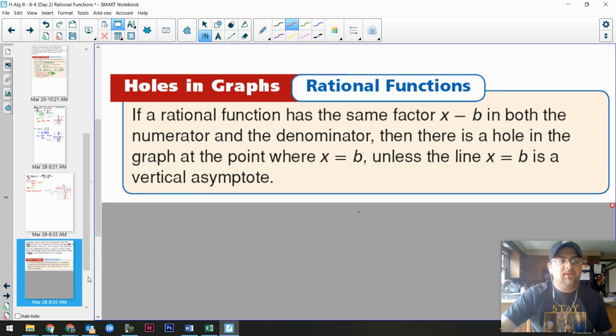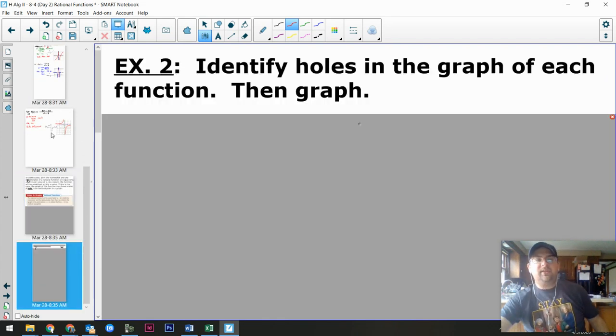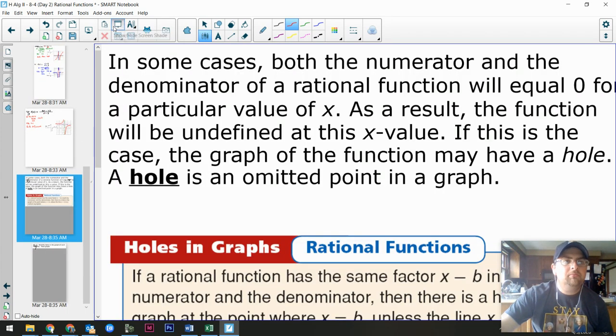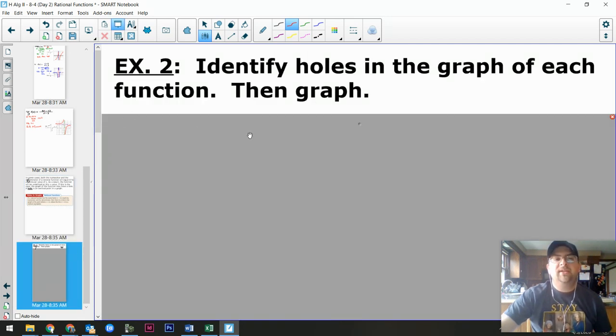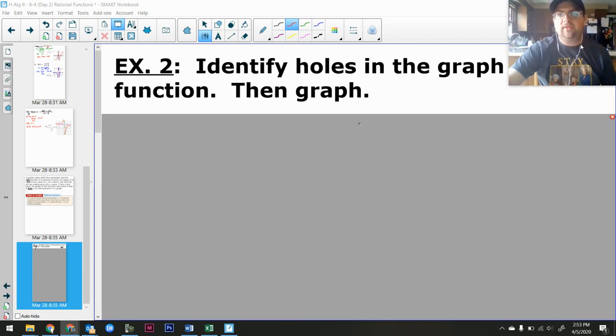Okay. So what do I mean by that? Take a look at this one. All right, identify the holes in the graph of each function, then graph.